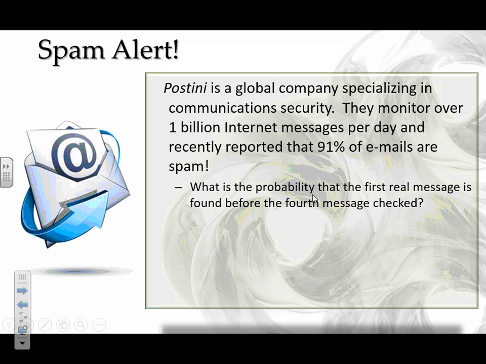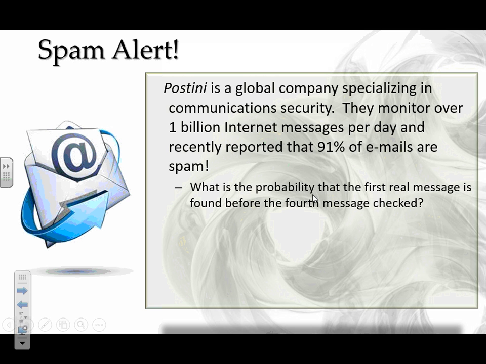Sticking with this example, what is the probability that the first real message is found before the fourth message checked? So think about the difference here. The last one was, what's the probability that the fifth message is the first success? Now, the wording has changed. What's that actually asking us to figure out? Within the first 3. So it could be the very first one we check, it could be the second one we check, it could be the third one we check.